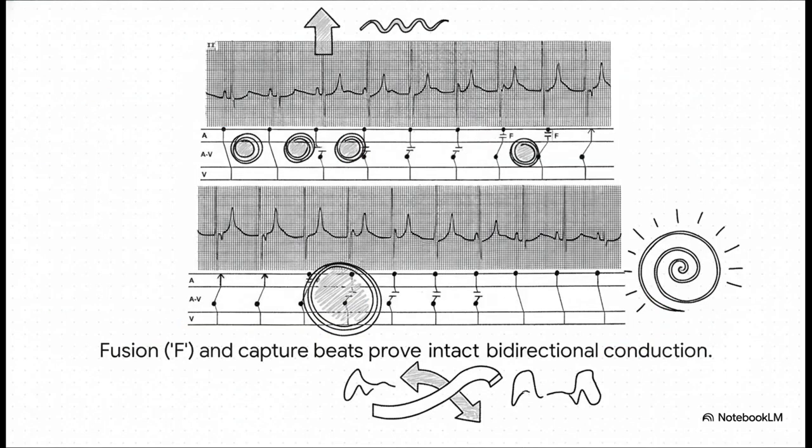And this strip is just a fantastic illustration of the dynamic nature of this competition. As that junctional impulse travels backwards, we first see fusion P waves, marked with an F. Then we see full retrograde capture of the atria. And finally, as the sinus rate picks back up, it reestablishes control, first of the atria, and then it successfully conducts down to capture the ventricles, restoring normal sinus rhythm. It's a beautiful demonstration of intact bidirectional conduction.